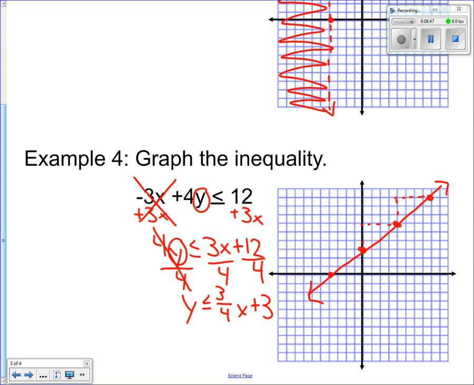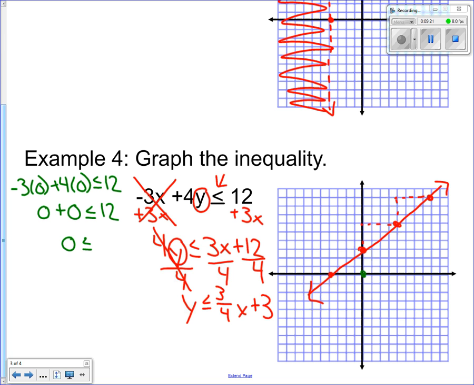And then you'll notice I made that line solid because in my problem it was a less than or equal to. Because it could be equal to that, it gets a solid line. To test it, I'm going to go back to the original problem. I'm looking at 0, 0. It's not on my line, so I can use it to plug in. So it's -3 times 0 plus 4 times 0 less than or equal to 12. So that gives me 0 plus 0 is less than or equal to 12.